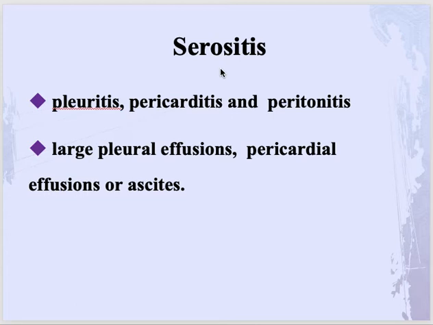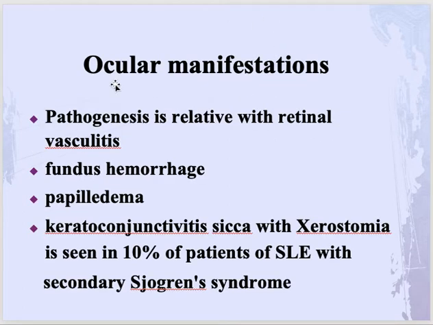Now, see, I was talking about system wise. I said pleuritis can occur. I said pericarditis can occur. So here they put it under the heading of serositis, right? Ocular manifestations. Now this is something interesting. So yeah, this thing we were missing.